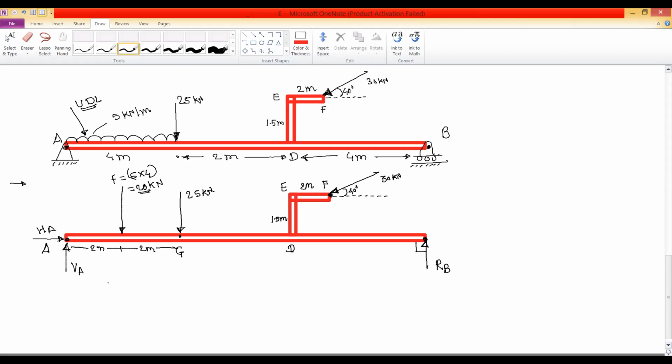Now we have converted the UDL into a point load and we have shown all the point loads and the reactions. So now you can use the conditions. First use the condition summation of moment by all the forces about the point A is equal to 0. When we write the equation for moment, first find out the component of this inclined force.